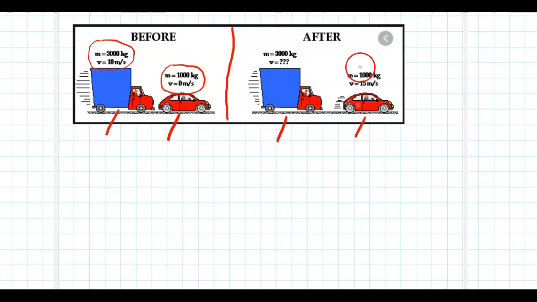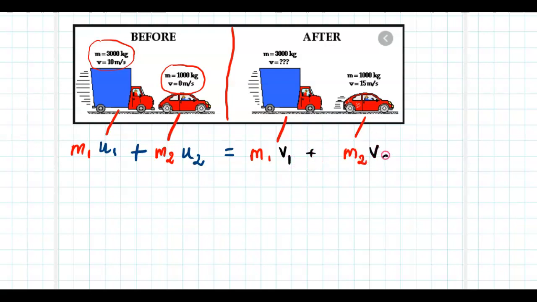Before collision momentum is equal to after collision momentum. We can see this in detail here. There are two objects, a truck and a car. I want to take the truck mass as m1 and the car mass as m2, and the initial velocity of the truck u1, here is u2. This addition will be equal to the after collision momentum. What is that? m1, the mass of the truck, and the mass of the car m2 will not change, but the velocities are the final velocities v1 and v2.